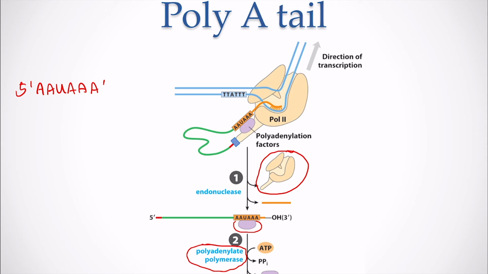Now, the polyadenylate polymerase is going to synthesize the poly-A tail. It's going to add 80 to 250 nucleotides, beginning at the cleavage site. So you get 80 to 250 A's attached.